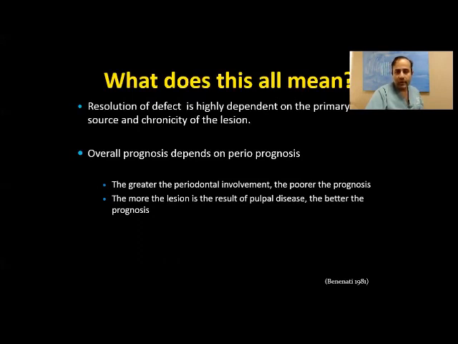We are talking about a closed environment of the endodontic area, which is much more forgiving as compared to an open environment that is being subjected to bacterial attacks through the oral cavity. So the prognosis, again, depends on the perio. The greater the perio involvement, the poorer the prognosis would become. And the more of the lesion that is the result of pulpal disease, the better prognosis we would obviously have.